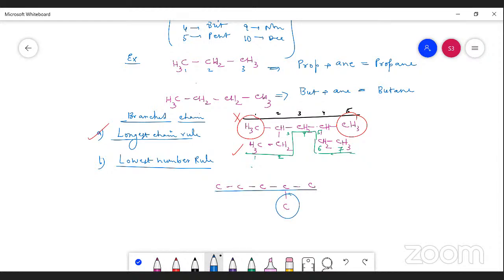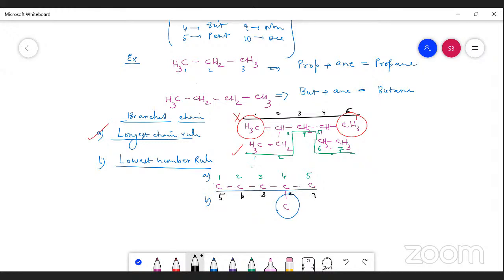Now after differentiating into parent chain and the substituents, immediately we have to give the numbering. So numbering you can give in two ways, A and B. A means you start giving the numbering from left to right. That is 1, 2, 3, 4, 5. In the second case, you start giving the numbering from right to left. 1, 2, 3, 4, 5.